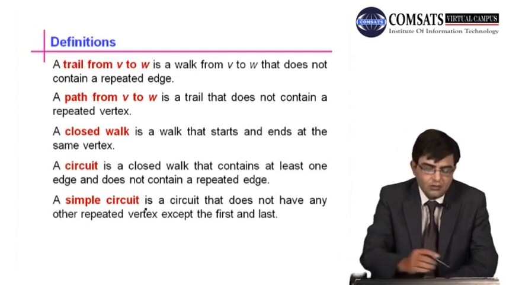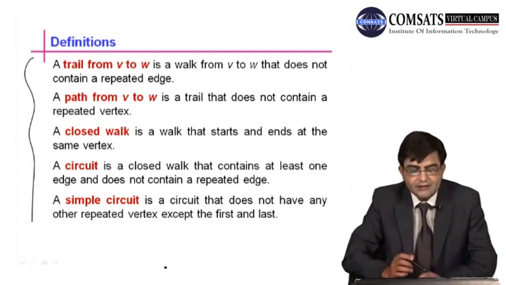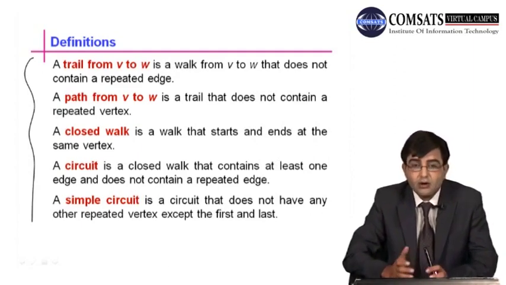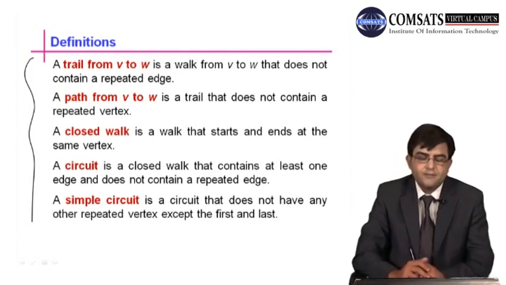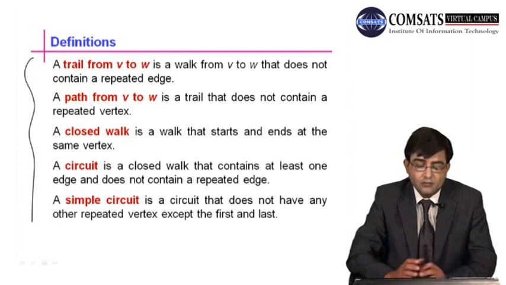Just remember that all these definitions are basically, in general, walks, but here these are particular types of walks. A trial from V to W is a walk from V to W that doesn't contain a repeated edge. That is, if in a walk edges are not repeated, that is, every edge is used or written exactly once, then this walk will be called a trial from V to W.